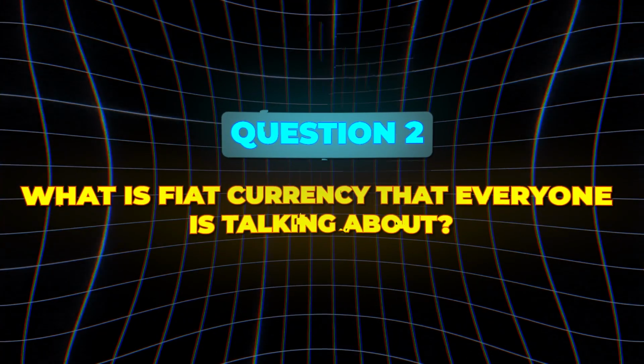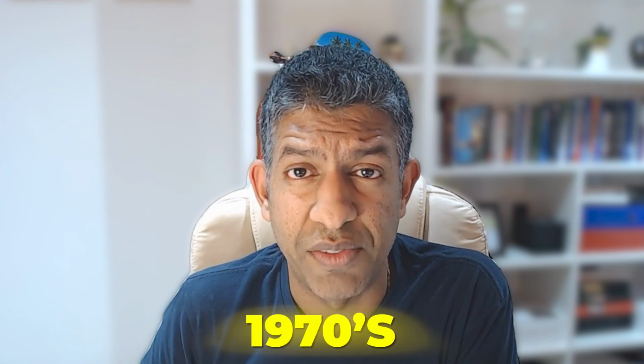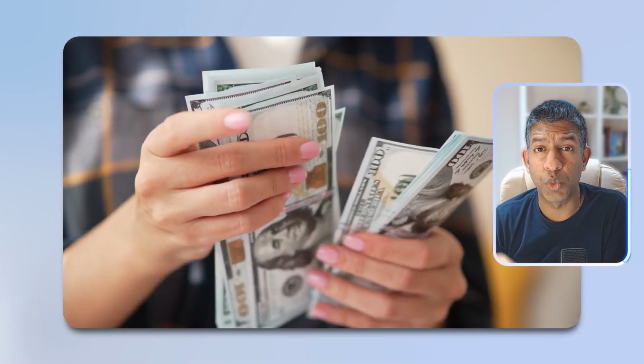Question 2. What is this fiat currency that everyone is talking about? Fiat is a Latin word. It kind of means it shall be. So before the 1970s, money, the same money we use today, pounds, dollars, etc., were backed by precious metals like gold. The money in your pocket was a medium of exchange.